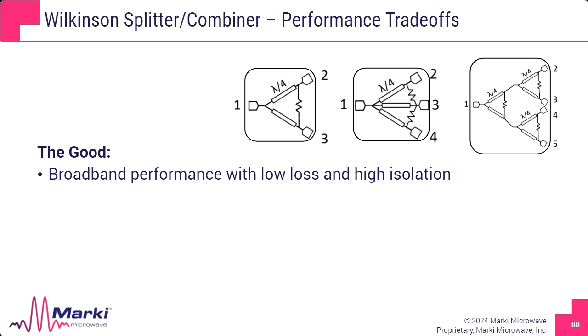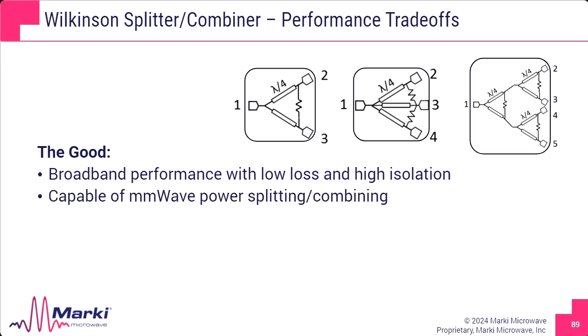So there's a lot of good to Wilkinson, this style of transmission line, Wilkinson power splitter combiners. This is a phenomenal topology. Super broadband and very low loss with high isolation. That right there is key to so many applications. They are capable of millimeter wave splitting and combining, assuming they can be designed properly. A full 3D EM simulation is certainly going to be required for very high frequency use of this.